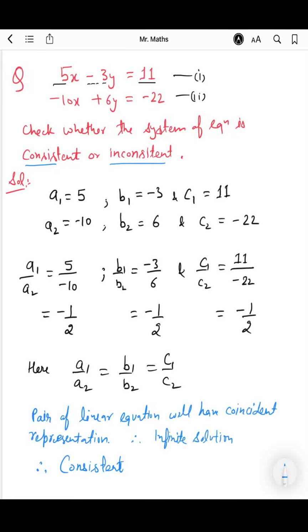So this was the interesting topic from your NCERT book, chapter 3, pair of linear equations. Here we have understood what is consistency of a system of linear equations, and how we can figure it out just by observing the coefficients and the ratios of those coefficients.